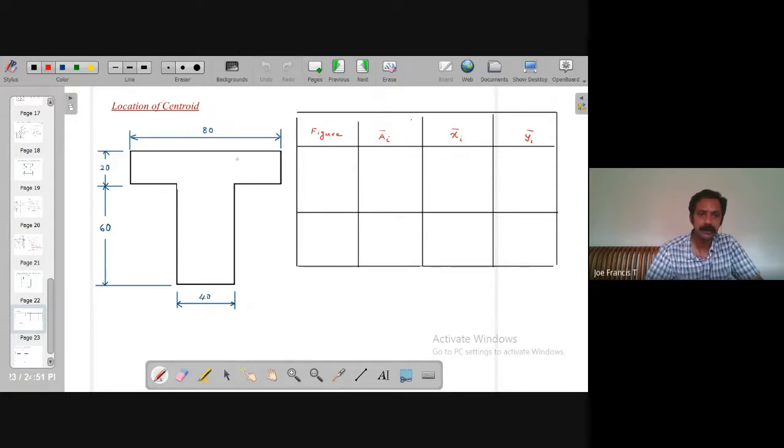If I draw a horizontal line here, there's a problem here. Let me mention it again. Yeah. If I draw a horizontal line here, okay, I'll just try.